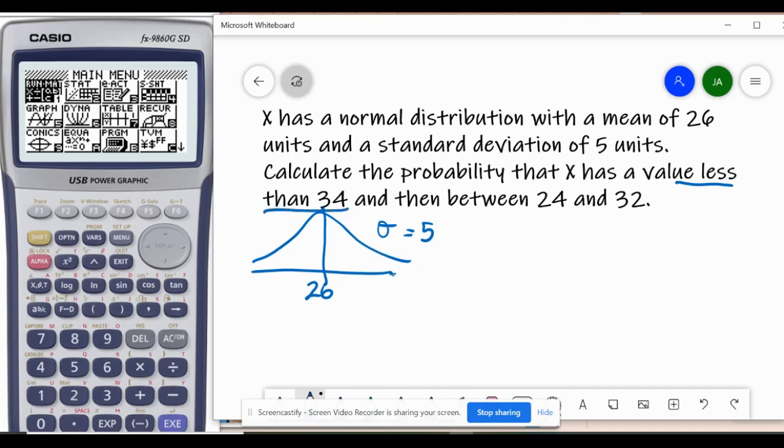So here on your diagram, put where 34 roughly is. Okay, and then we're going to shade, because it's less than, so anything less than that. Okay, here's how to do it on the calculator.